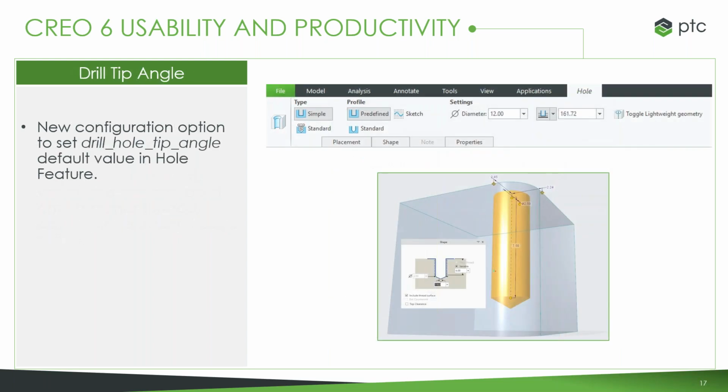And for those of you in manufacturing, we have options around the drill tip angle. In hole options, we generally have a preset value of that tip for about a 118-degree angle. Well, some customers don't use that. So we've given the user the option to define that default value to whatever they happen to please.